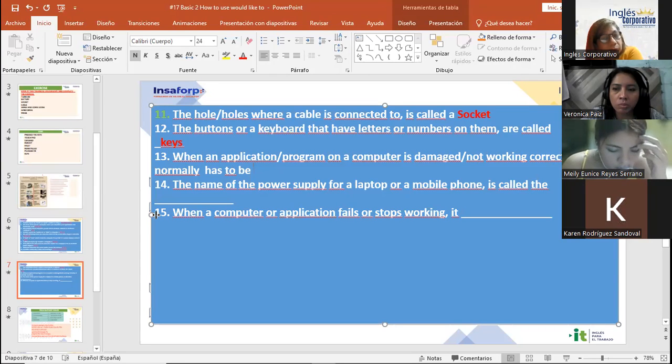Ah, pues sí, ni modo. Sorry, but this exercise was designed for you to discover with no teacher's help. Okay. Next. La 13 sería reinstalado.